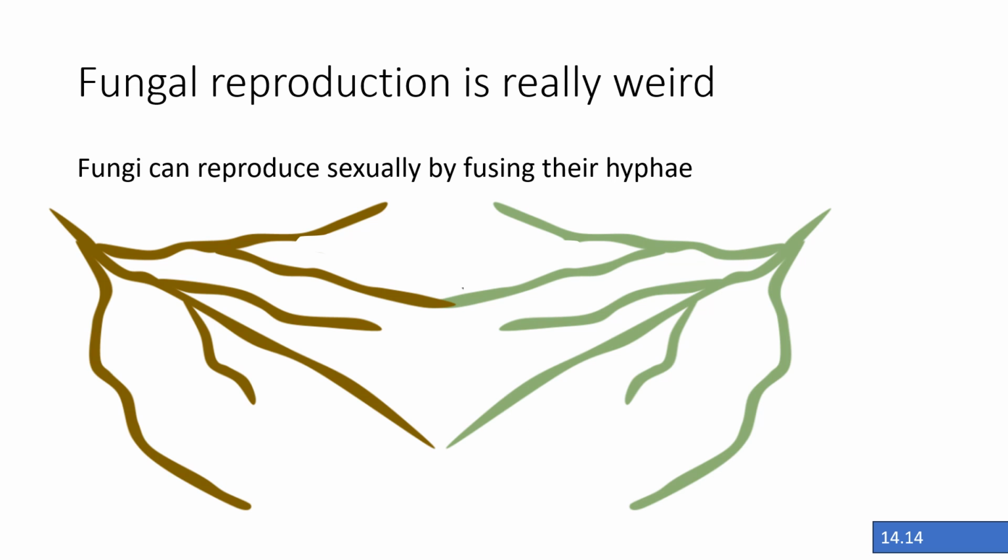But it gets weirder. Fungi can also use their hyphae for sexual reproduction. When the hyphae of two different fungi of the same species come into contact, they can actually fuse the cells together in their hyphae, creating new hyphae that have genetic material from both parents. So again, both forms of reproduction, either through spores or through the hyphae, can be either sexual or asexual reproduction.